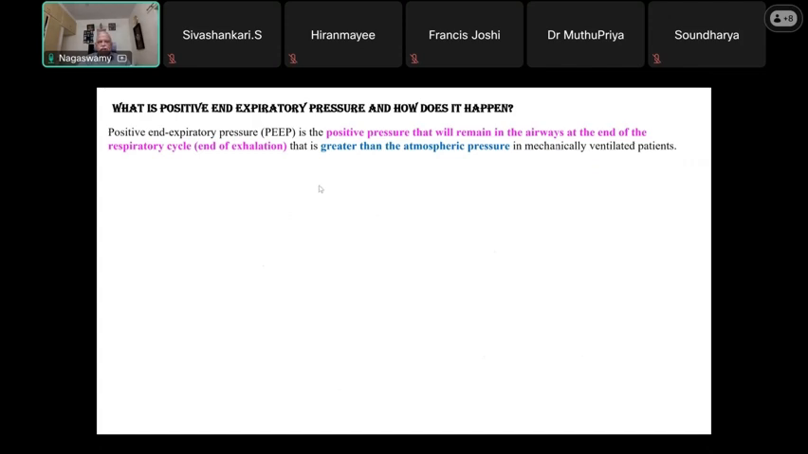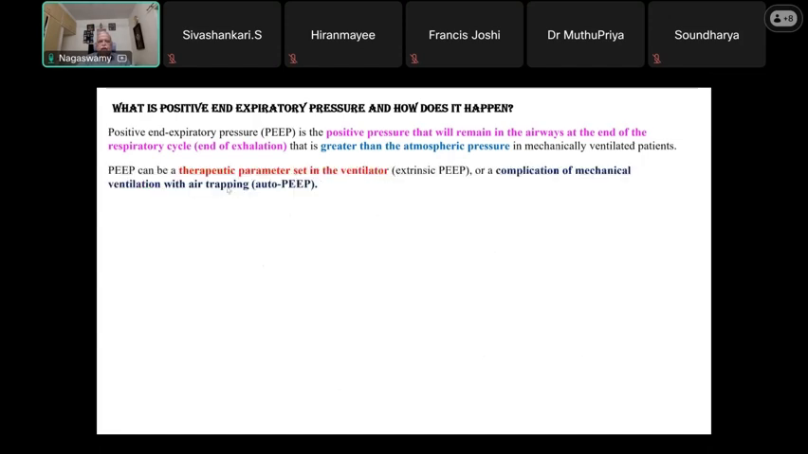Okay, so these are the two things. In a normally spontaneously breathing patient, it happens at the end of exhalation, and in a mechanically ventilated patient, we normally include the positive pressure from the machine so that we can keep the therapeutic parameter set in the ventilator. If you do not adjust it correctly, that can be harmful, because normally you are supposed to exhale the gases and then restart your inspiration.